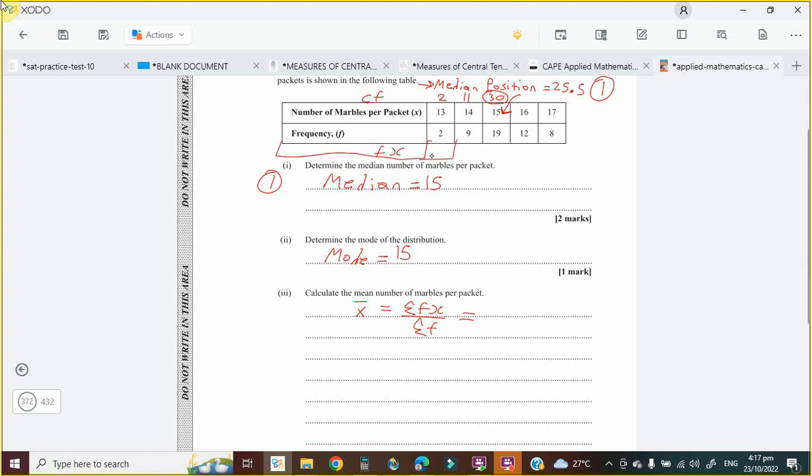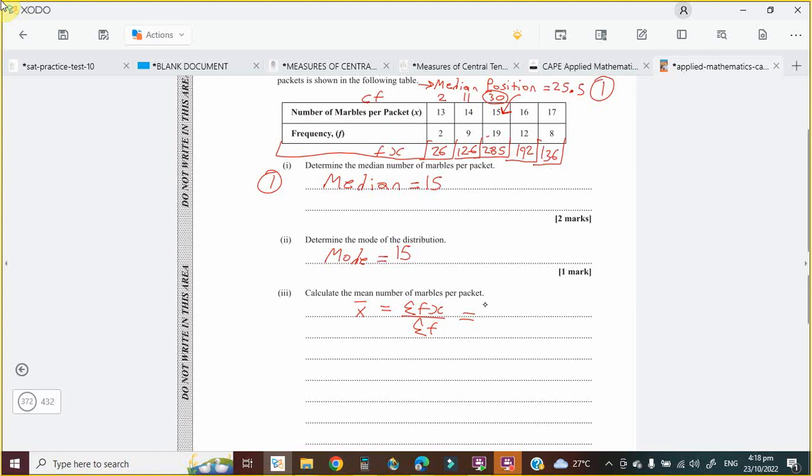So 13 times 2 is 26. 14 times 9, I believe that's 126. 15 times 19, that is what? 285, yeah, 15 away from 300. 16 times 12, that's 192. And 17 times 8, that's 136.